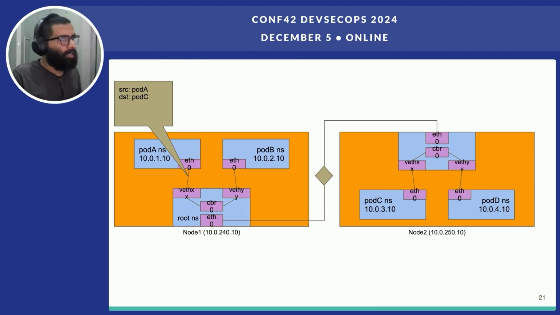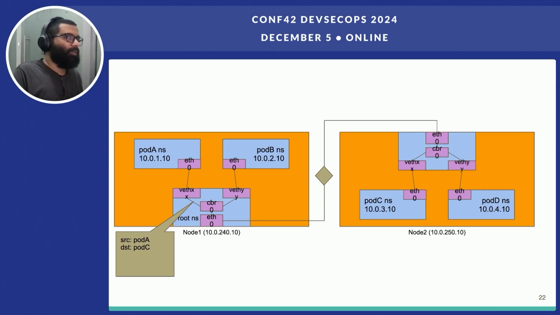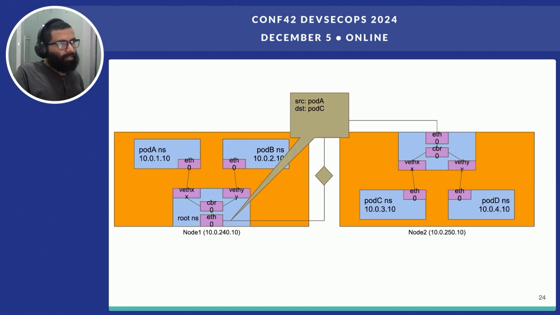The packet exits pod A via the eth0 interface, and it travels to the virtual Ethernet pair veth X into the node's root network namespace. Within node 1, the bridge device recognizes the destination IP and figures out that it is not local to node 1 and needs to be routed externally. The packet is now out of the host and on the network, right? And it reaches node 2.